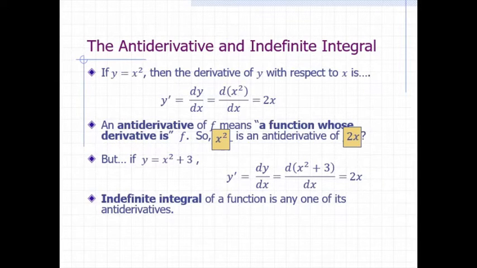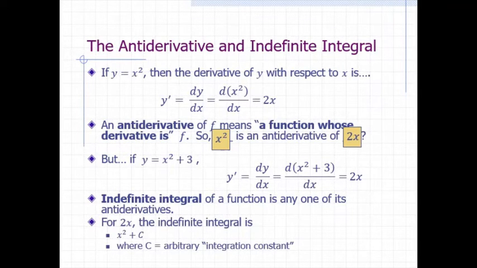The term indefinite integral refers to any one of the antiderivatives of a function. In other words, the indefinite integral of 2x is x squared plus c, where c is an arbitrary constant. We call c the integration constant or constant of integration. When we say arbitrary, we mean it could be any constant. Don't stress over the distinction between antiderivative and indefinite integral. For practical purposes, you can use them interchangeably.